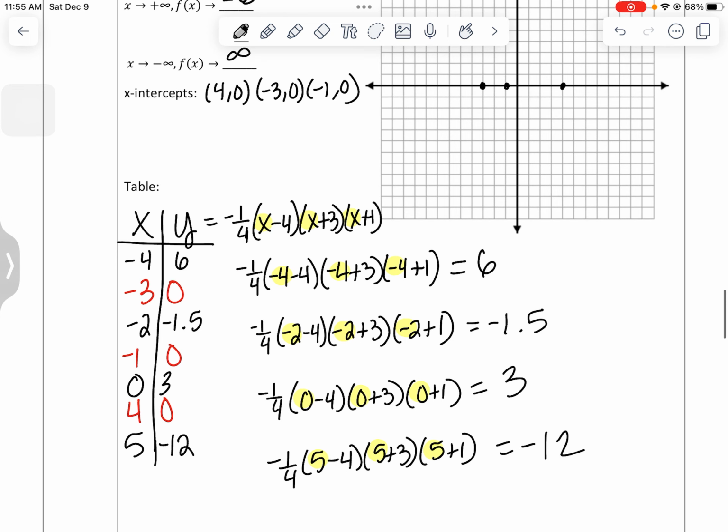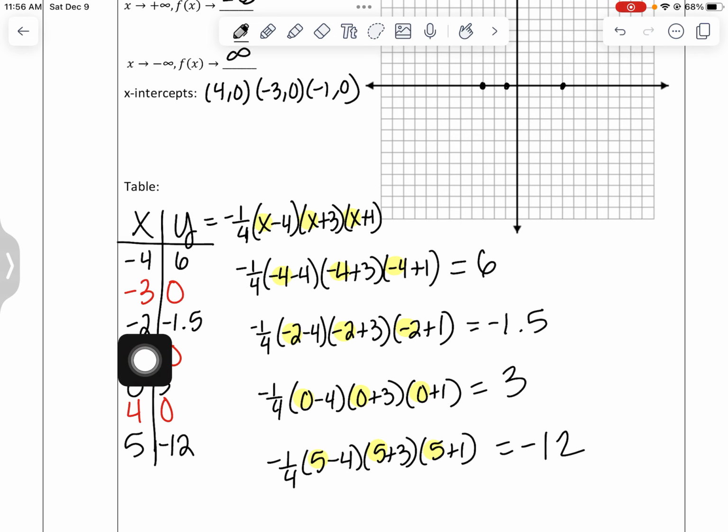And then we want to make a table of values, and we're going to choose some points in between. So I have my negative 3, negative 1, and 4 in red. Those are my x-intercepts. And then I picked x to the left of negative 3, so I chose negative 4. Then I used my function that I was given, and I replaced all of the x's with negative 4, and I used a calculator to help me evaluate it, and I got 6.